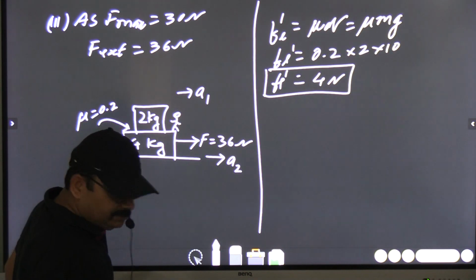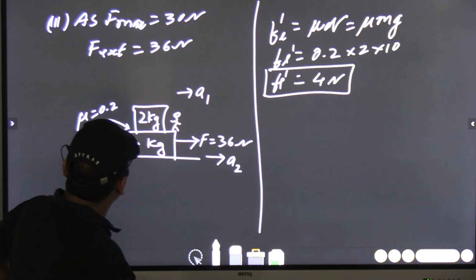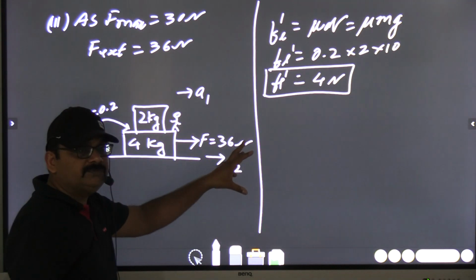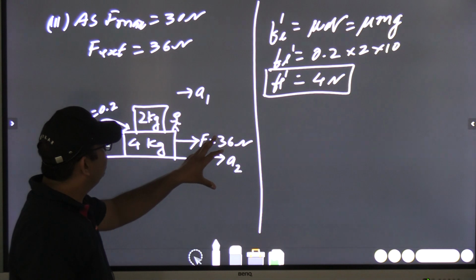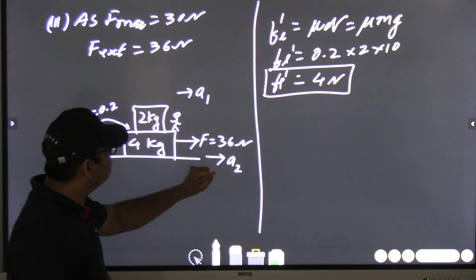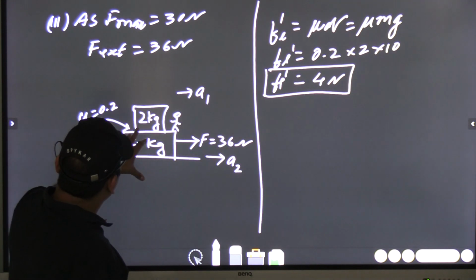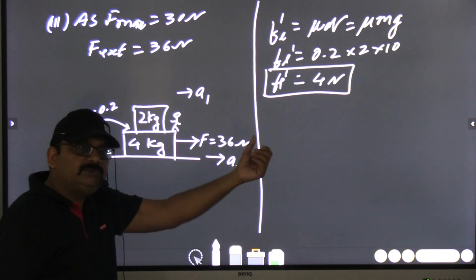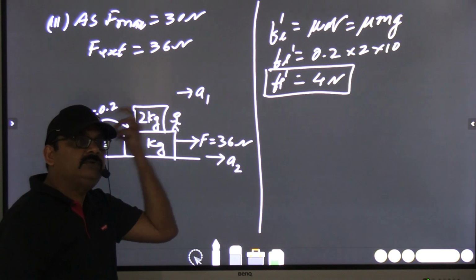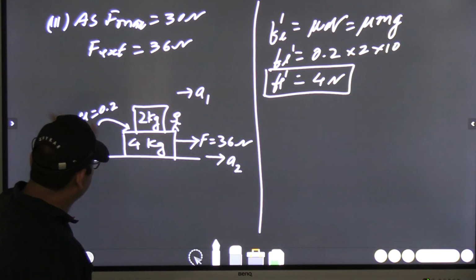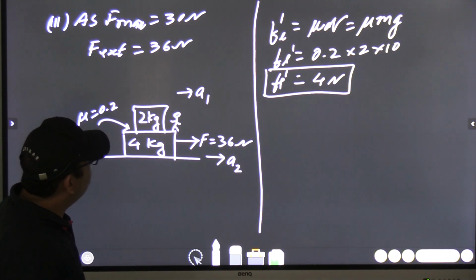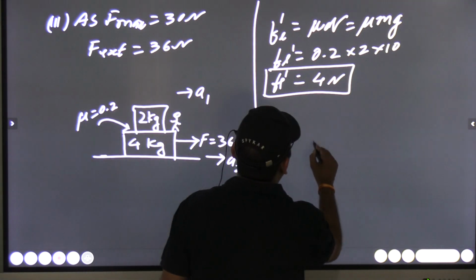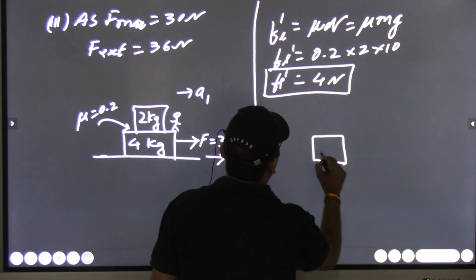If the body is under acceleration because of this force, then let us find what can be the value of the acceleration. Suppose this is 36, you will find the acceleration is good enough, and the magnitude of the pseudo force in backward direction is good enough to slide the body in backward direction. Now let us draw the free body diagram of the upper body, 2 kg.